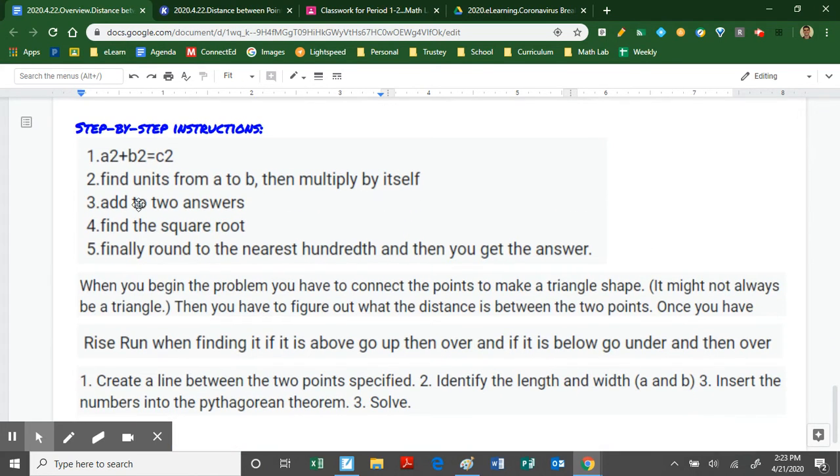Step-by-step instructions. Really love this student doing one step at a time. List out the Pythagorean theorem, find A, find B, multiply those numbers by itself, a squared, b squared, then add those two answers, a squared plus b squared.